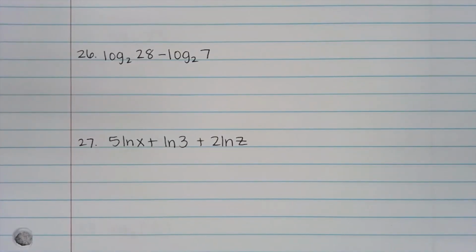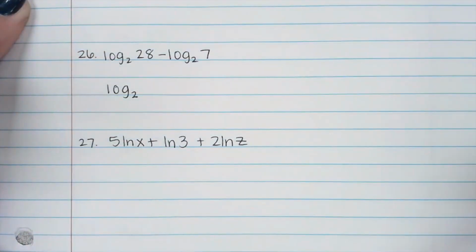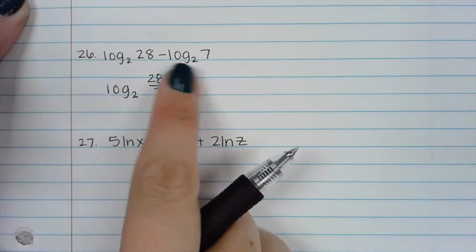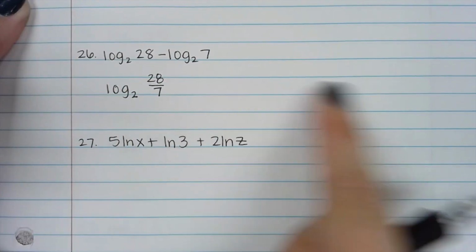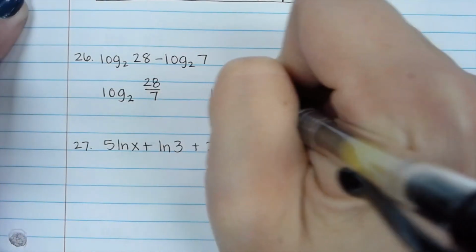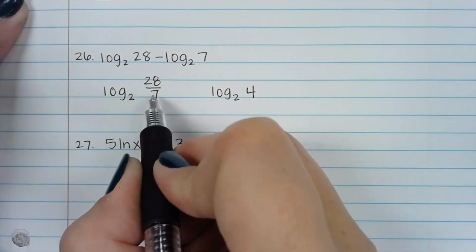For questions 26, 27, 28, and 29, you're not expanding the expression, you're condensing it. So notice how in 26 there's 2 log base 2's. I'm going to start by combining those together into 1. Subtraction becomes division. And so that's my first step, is writing both of these together as 1. Now, I do want to make sure I can simplify further if possible. So this is going to become log base 2 of 4, because 28 divided by 7 would give you 4. So I can divide those 2 numbers.